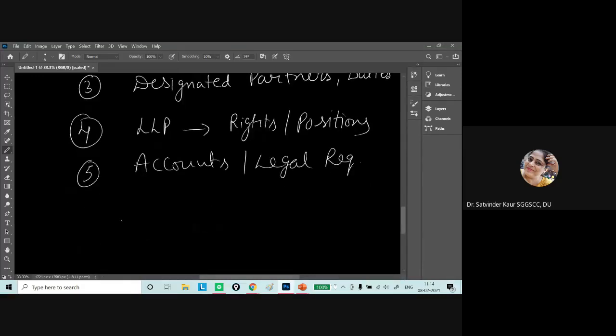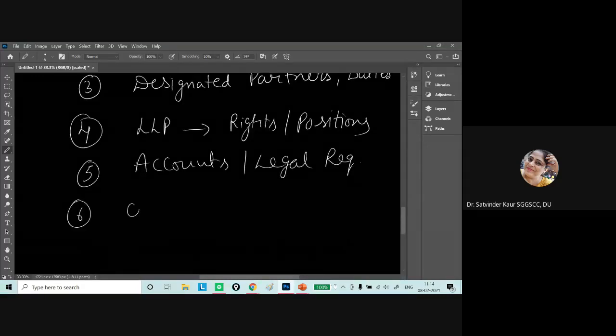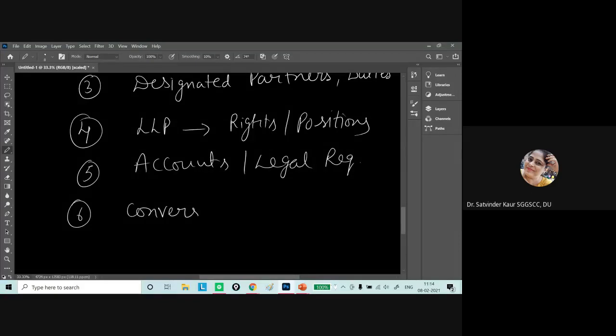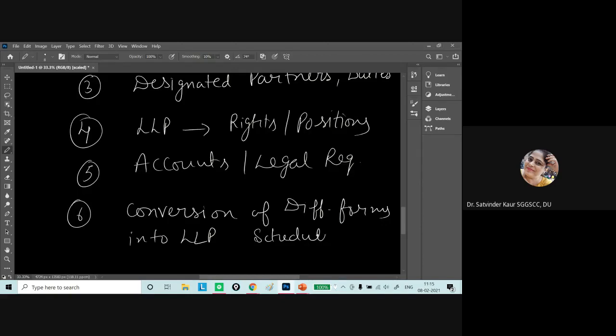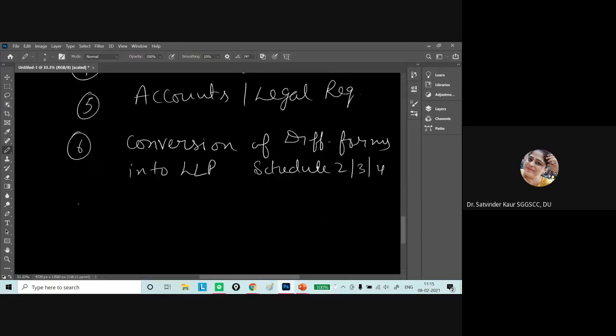Then we are going to discuss the conversion of different forms into LLP. What will be the legal procedures and requirements? And here we'll discuss Schedule 2, 3, and 4 respectively. And finally, the dissolution of LLP.